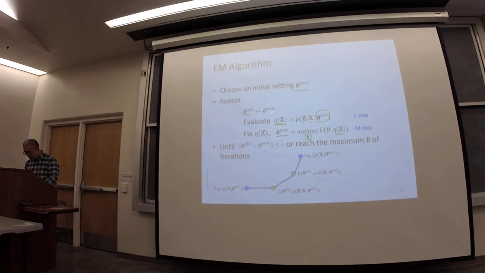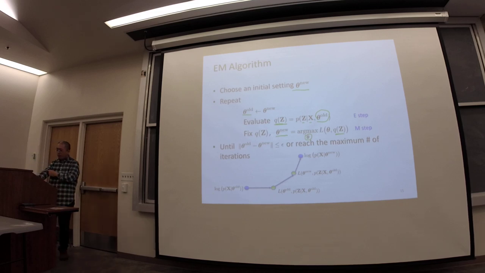Here is a visualization of the EM algorithm. I think this will benefit your understanding of this procedure. We start with theta old. We first take the E step to find a Q(z) such that your lower bound touches the true model evidence. Now I fix Q(z) and optimize theta to increase your lower bound. So now your lower bound increases, right?